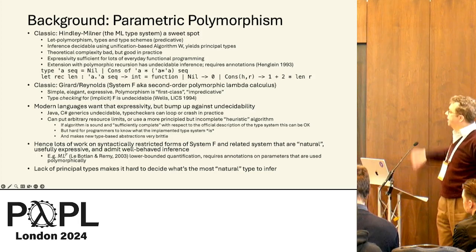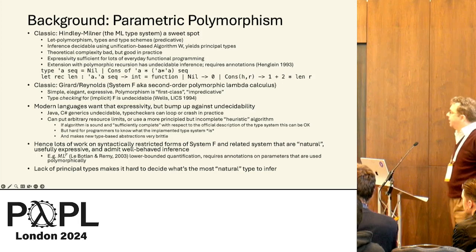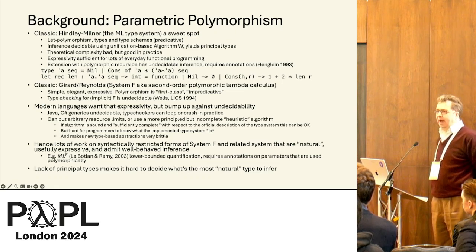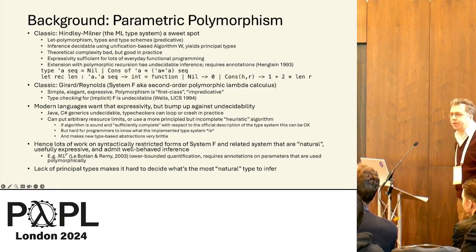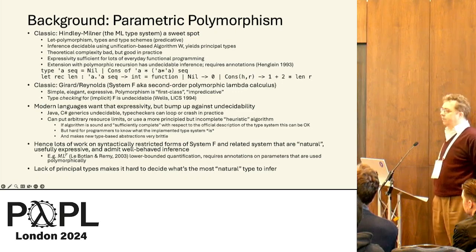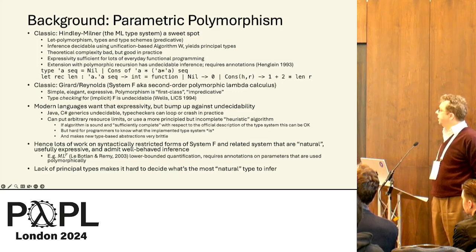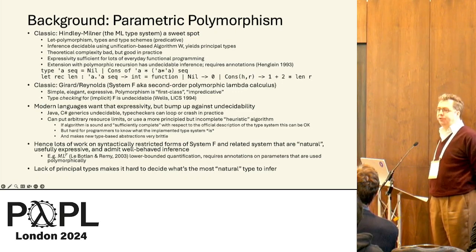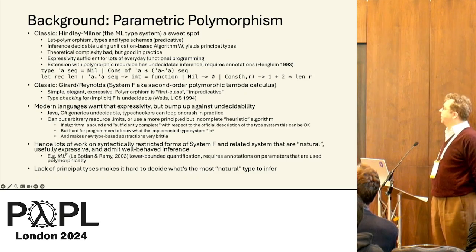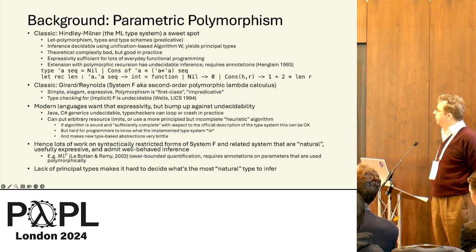So inference for this, as everybody knows, is decidable using a unification-based algorithm W. And this also has a really nice property that it yields principal types. So not only does it infer a type for a term, it infers a type which is the most general in this type system. So all others can be obtained from it by substitution.